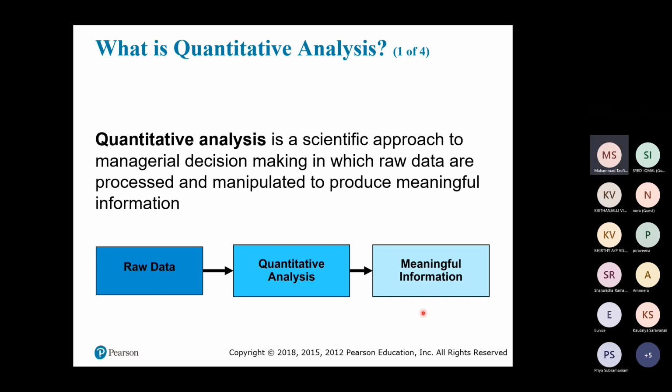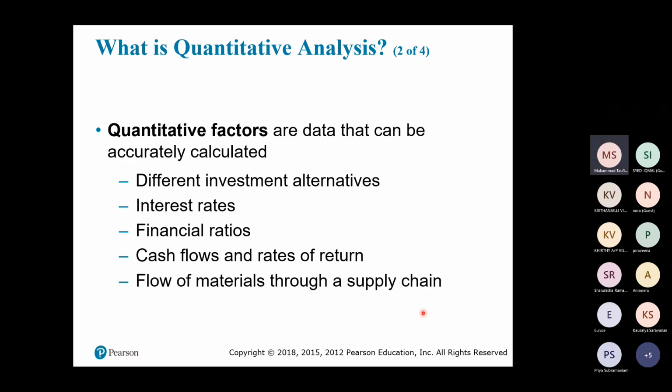So that is the basic of quantitative analysis: you transform raw data into useful information using the scientific method that we will learn later. Quantitative factors are data that can be accurately calculated. So what kind of data can be calculated? Of course, it is numbers. That's why quantitative analysis is always about numbers.